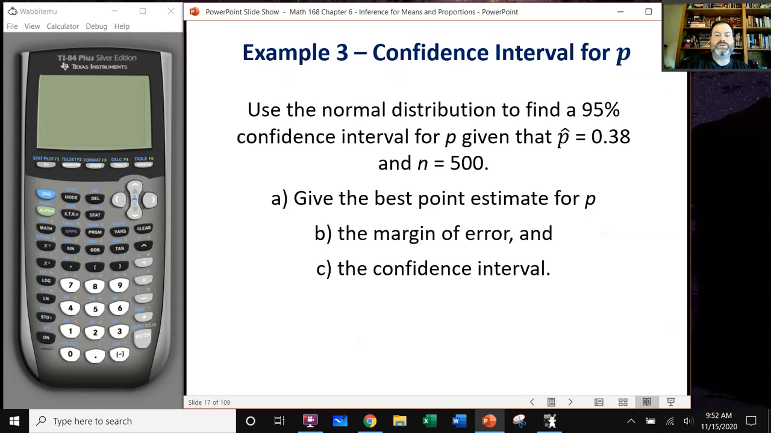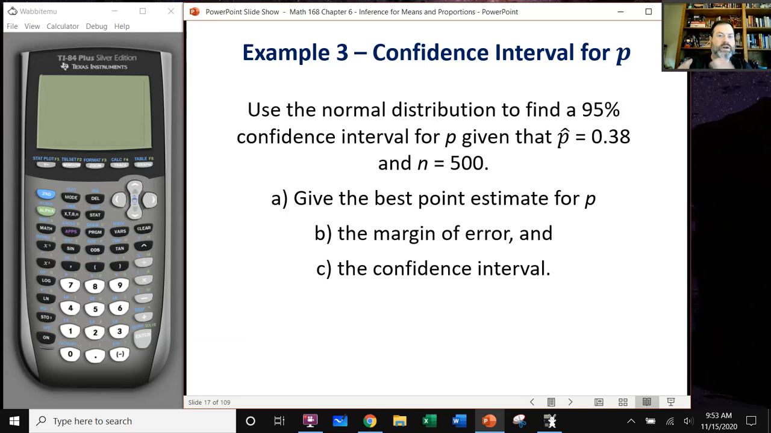Use the normal distribution to find a 95% confidence interval for p, given that p hat is 0.38 and n is 500. So we want the best point estimate for p, the margin of error, and the confidence interval. All right, so what is the best estimate for p?